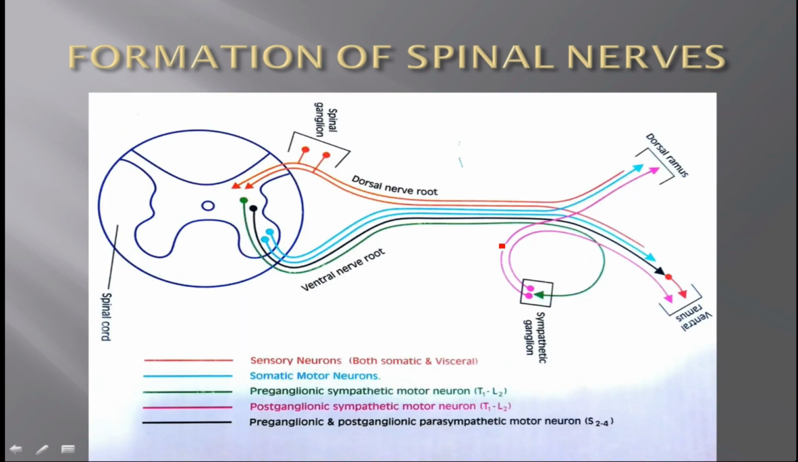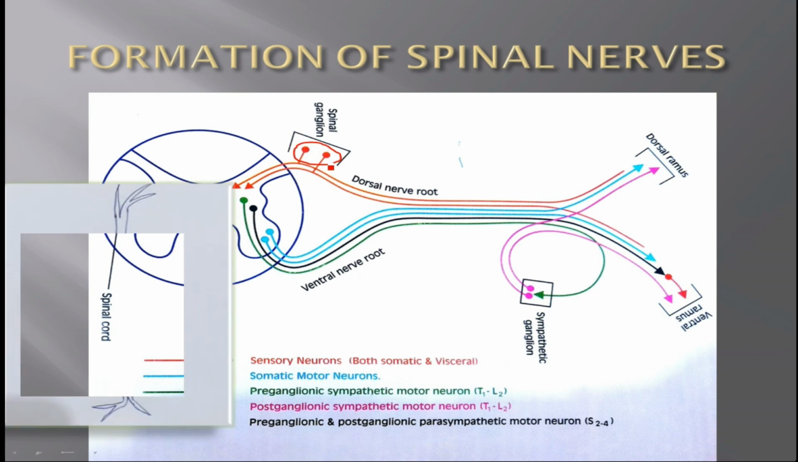So, the formation of spinal nerves. The spinal nerve is a mixed nerve having both sensory and motor fibers. The spinal nerve is connected with the spinal cord by ventral and dorsal nerve roots. The dorsal root is recognized by the presence of a spinal ganglion. It is a localized swelling consisting of the cell bodies of pseudounipolar neurons. We know that most of the pseudounipolar neurons in our body are sensory neurons. So the dorsal nerve root supplies the sensory fibers.